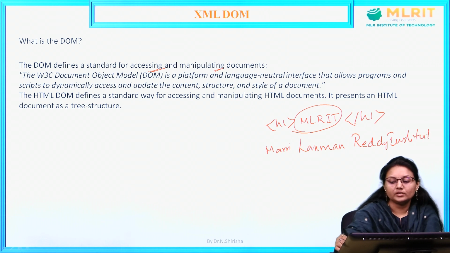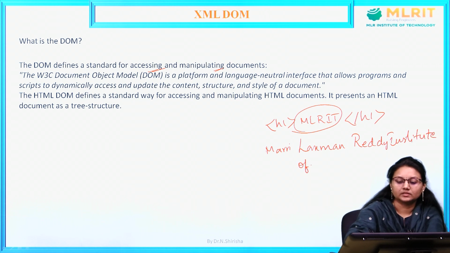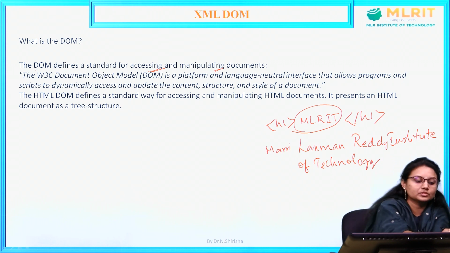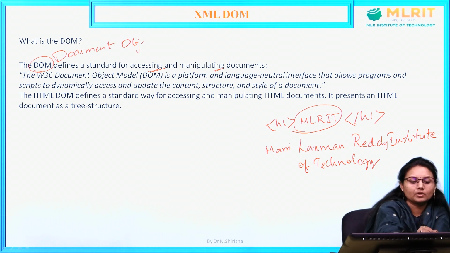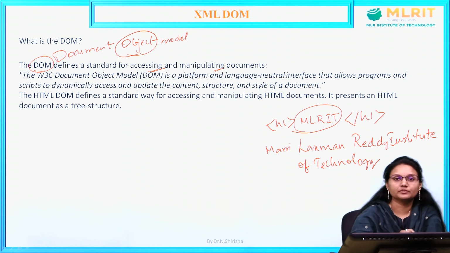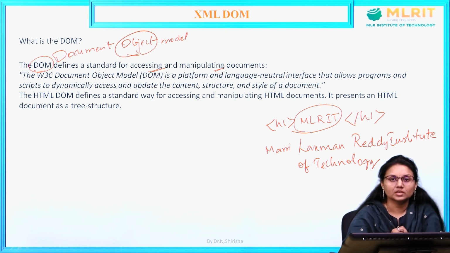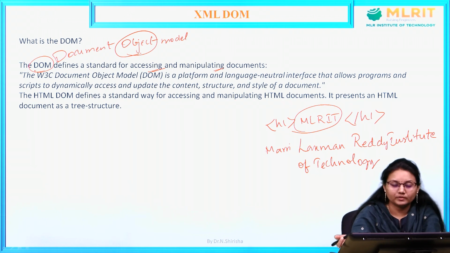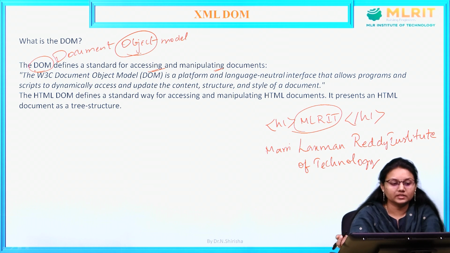when I want to change the content, or if I just want to change the format, then I will use DOM, which is nothing but the document object model. What is this? Using the objects, you can change the content of a document, or you can change the format of a document, like changing the color, changing the size, or anything like that.